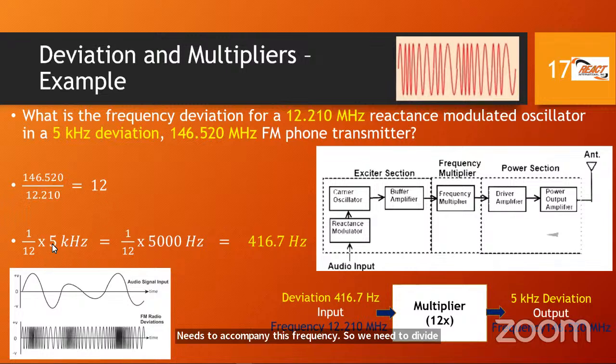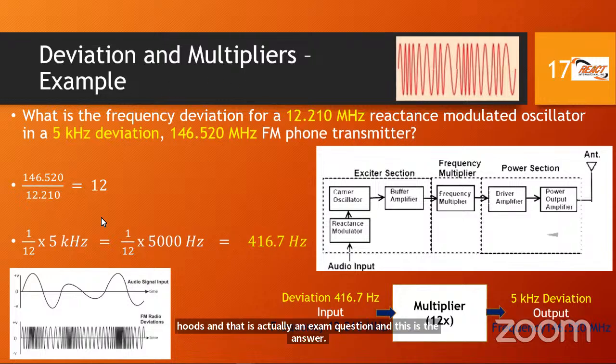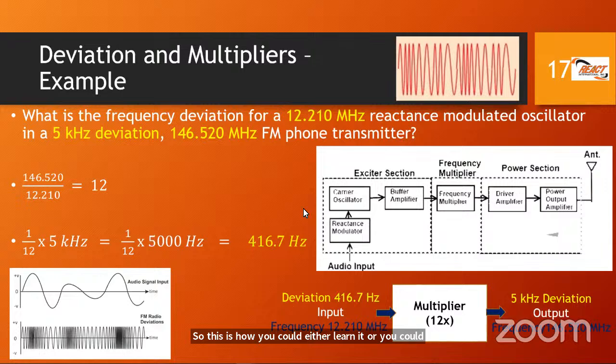So essentially we divide 5 kilohertz by 12. But 5 kilohertz is actually 5,000 hertz, right? So we're actually dividing 5,000 hertz by 12, and check it for yourself with the calculator. You will end up with 416.17 hertz. And that is actually an exam question, and this is the answer. So this is how you could either learn it or you could learn how to calculate it. And this is the calculation here.